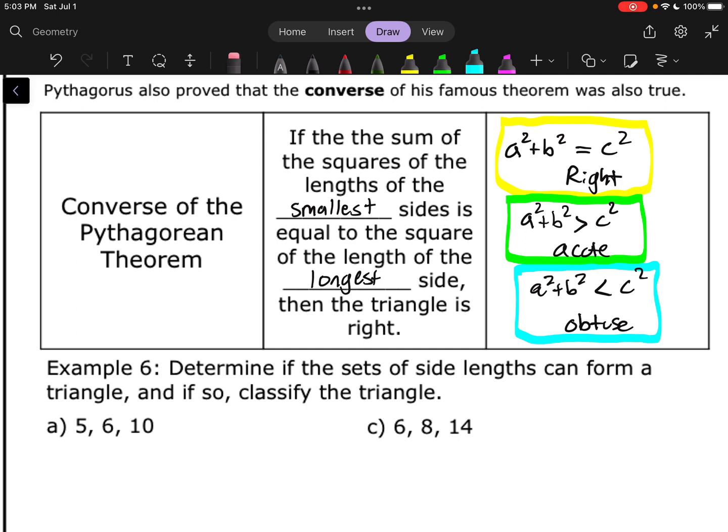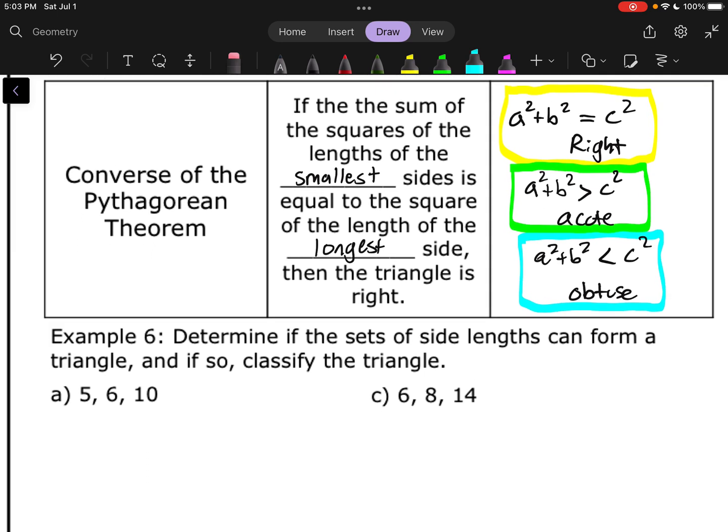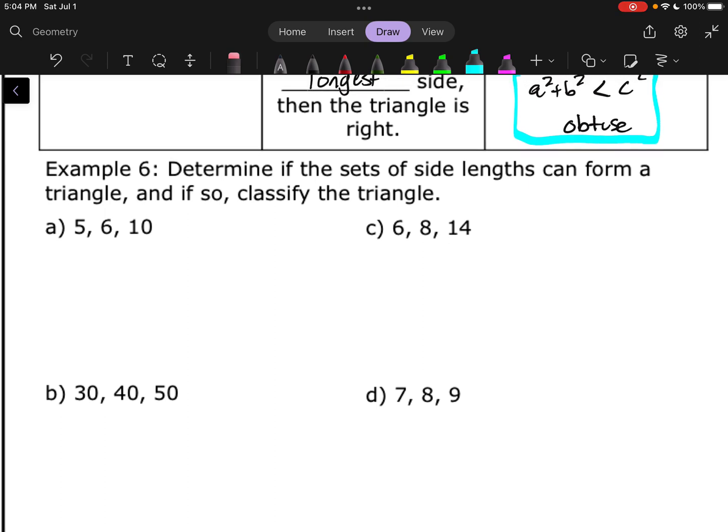All right, so those are the three different ways that we can figure out what kind of triangle it is making. Because if we remember, the original Pythagorean theorem said that if it's right, then a squared plus b squared is equal to c squared. The converse, when we flip the hypothesis and conclusion, says that if a squared plus b squared is equal to c squared, then it's right. But we can also use that to justify if it's acute or obtuse as well. So down here, it says determine if the sets of sides make a triangle, and if so, classify the triangle.